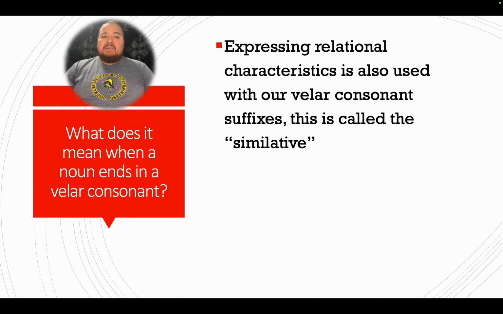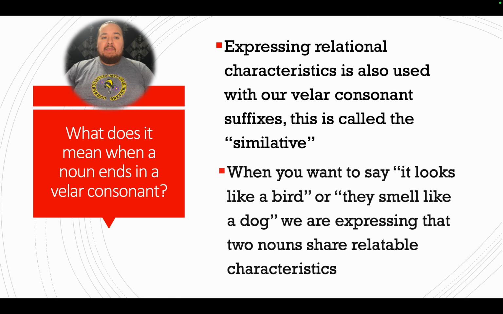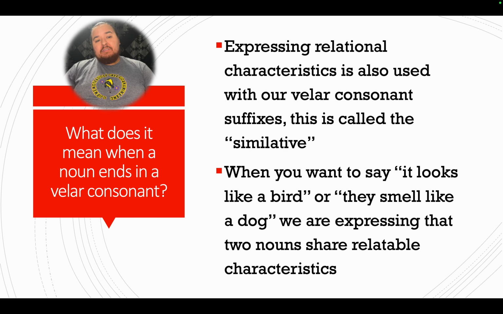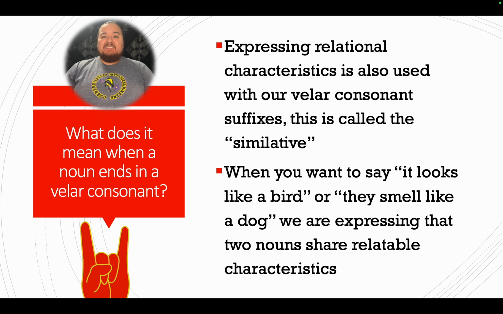So, expressing relational characteristics is also used with our velar consonant suffixes. This is called the similative. When you want to say it looks like a bird or they smell like a dog, we are expressing that two nouns share relatable characteristics. So please record this all in your notes from this slide before moving on. Alright, let's move on.